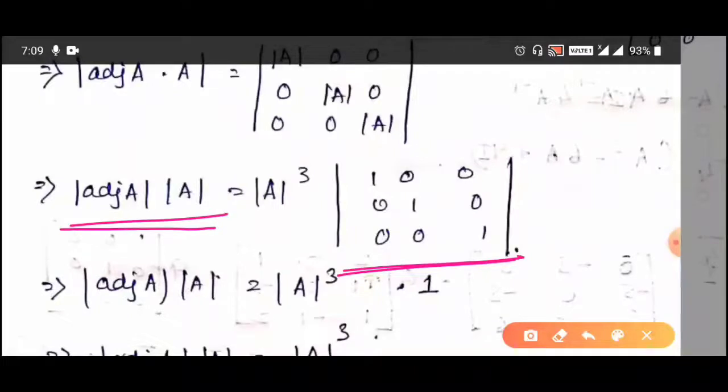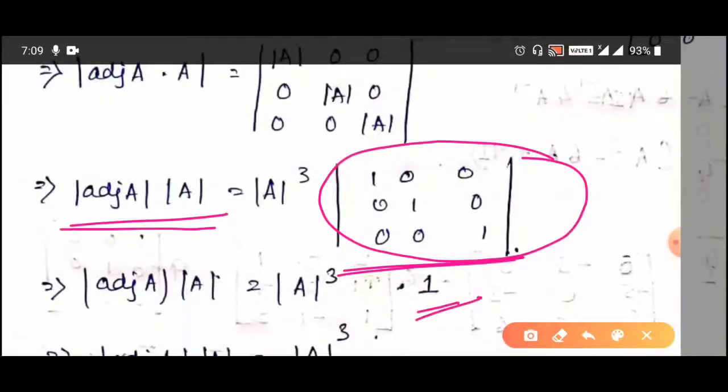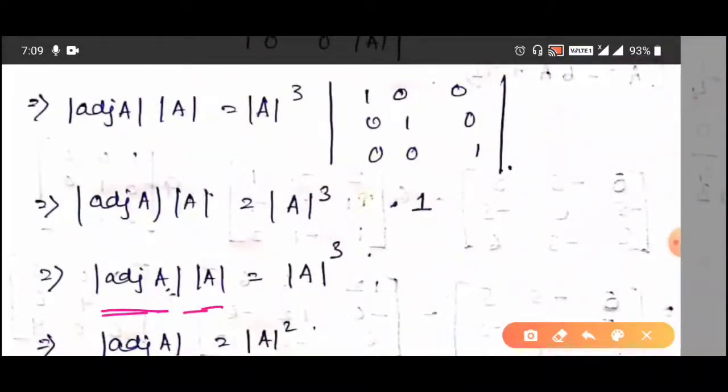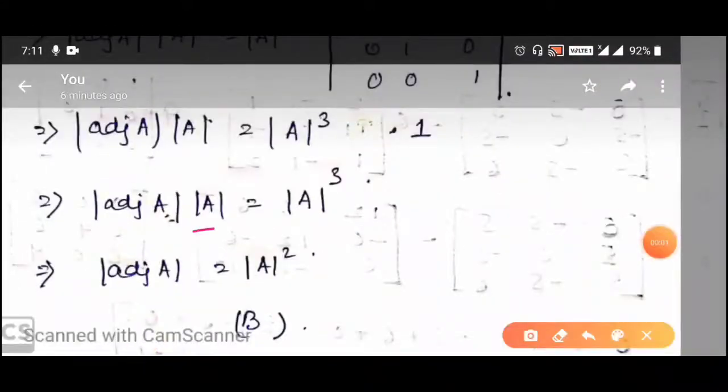Now if we expand this determinant along row 1 or every row or every column, you will get the answer 1. So from here we will get determinant of adjoint A into determinant A is equal to determinant A cube. From here we can cancel out determinant A, so determinant of adjoint A is equal to determinant A square. So the answer will be option B.